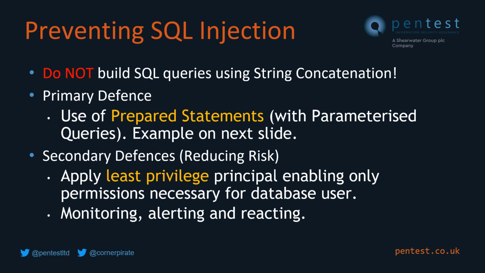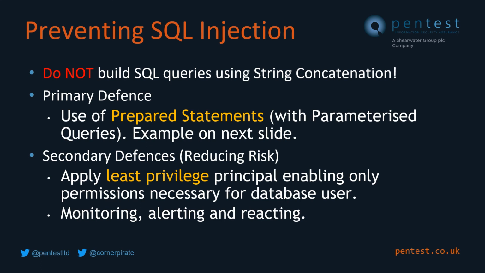And of course, monitoring, alerting, and reacting is what you want to be doing for pretty much everything if you can afford it. So secondary defenses means reducing the risk. That applies even if prepared statements are an option in your stack. You want to apply least privilege. Last month when I said it was a bit wishy-washy, here we have a couple of concrete examples. For least privilege to be enacted, the database user shouldn't have the ability to write files to the web root.